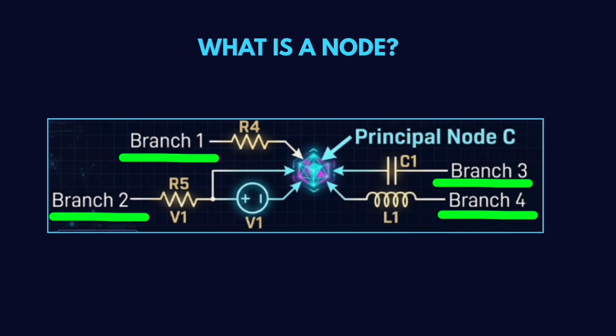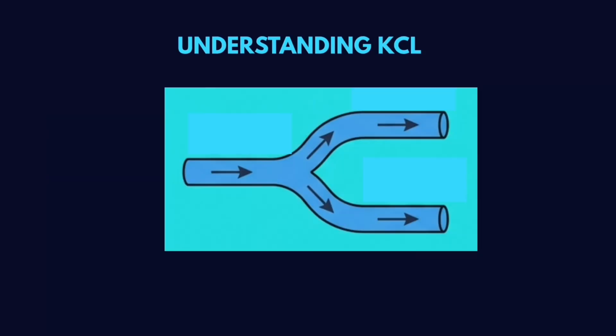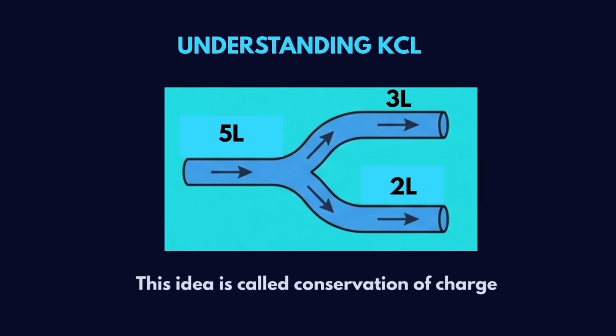and connects two nodes. Think of current like water flowing through pipes. Suppose 5 liters of water enters a junction every second, then exactly 5 liters must leave. Water cannot magically disappear. Similarly, electric charge cannot disappear at a node. This idea is called conservation of charge, and that is exactly what KCL is based on.